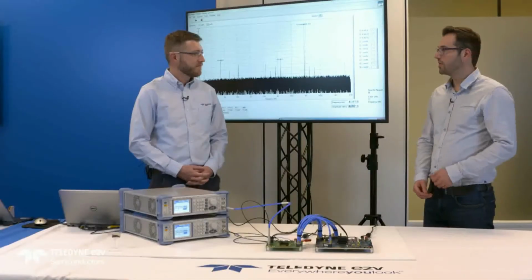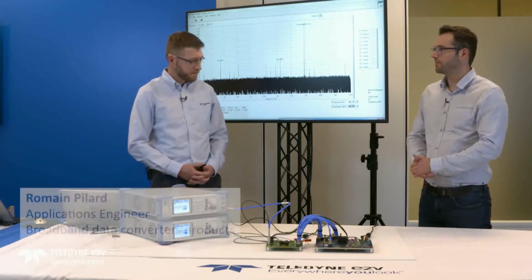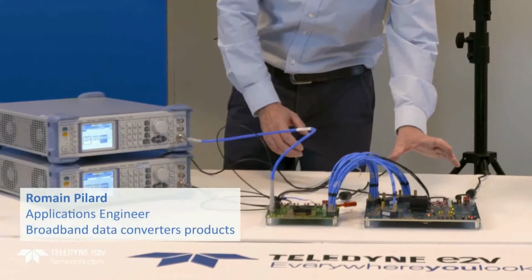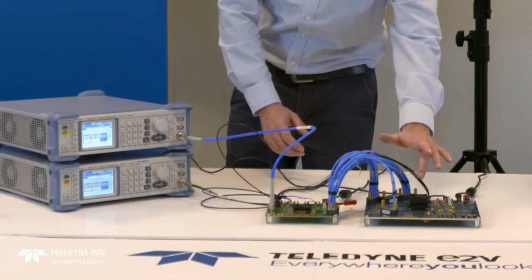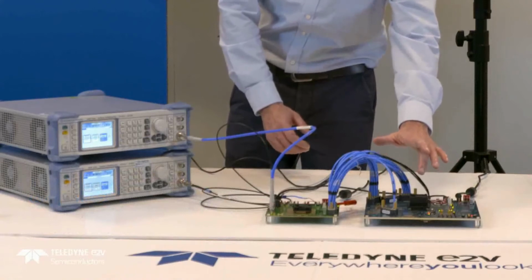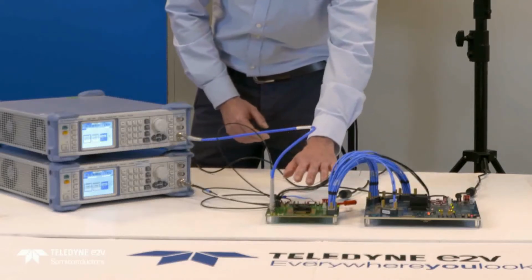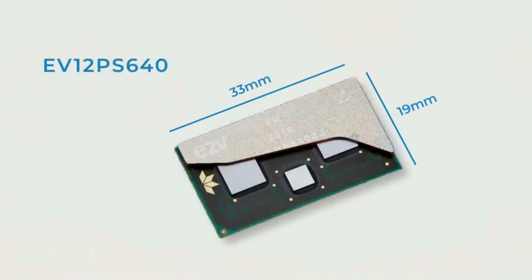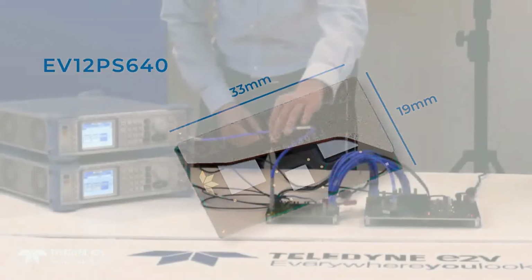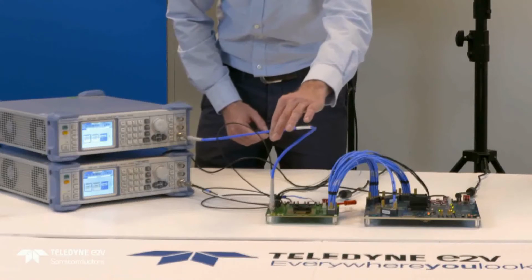So, Romain, what can you tell us about the setup we have in front of us? What do we have on this board? Sure. So we have two boards, as you can see. One is the FPGA board that is collecting the data coming out of the A to D converter. Here is the FPGA, so Kintex UltraScale KU085 from Xilinx. This board is the data converter board. So you have the EV12 PS640 under the fan here. On the board, you have two main connectors, one for the input clock and one for the analog input signal.